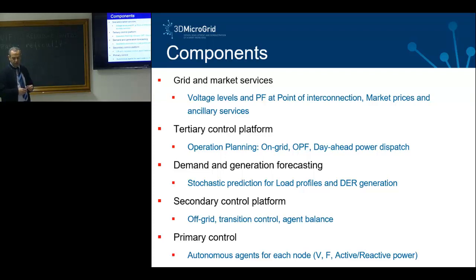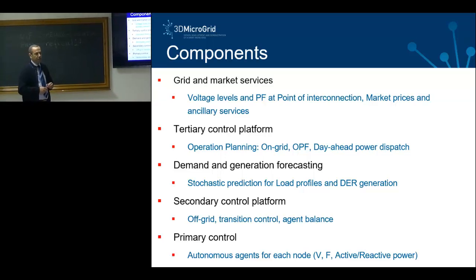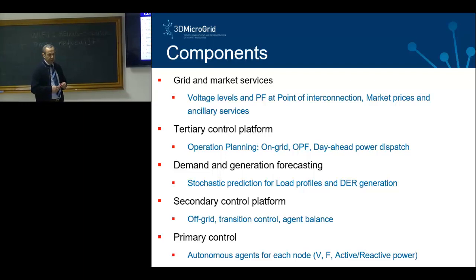The second component is the tertiary control platform, and this is very much focused on operation planning: on-grid optimal power flow and day-ahead power dispatch. The third component is on demand and generation forecasting, the stochastic prediction of load profiles and distributed energy resources generation. Those are the main elements of this component.